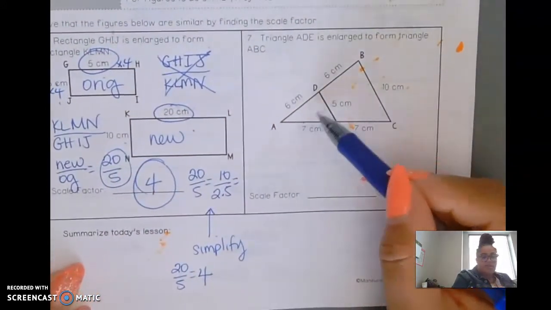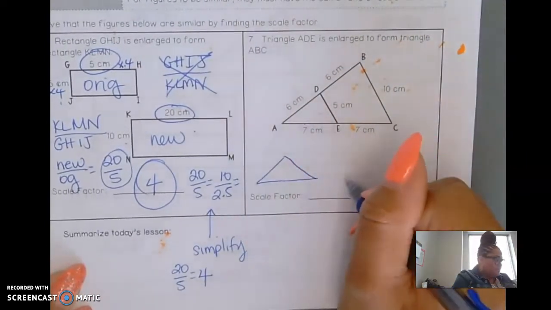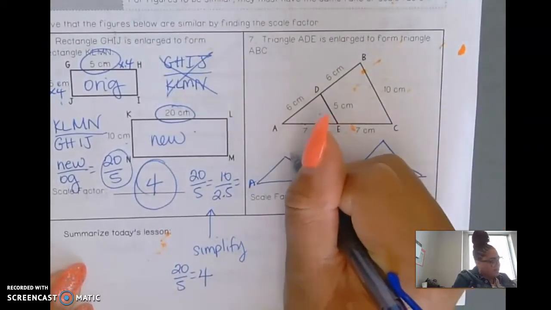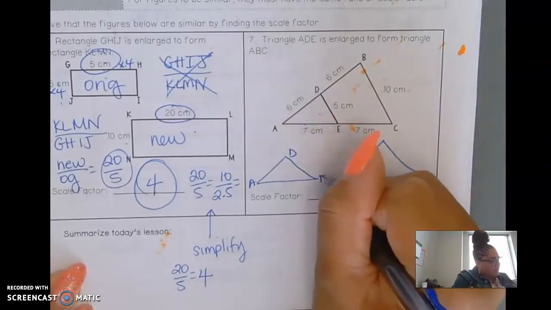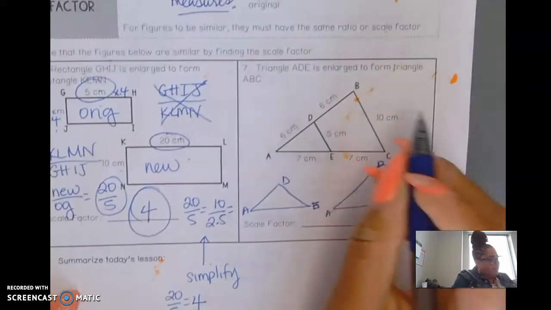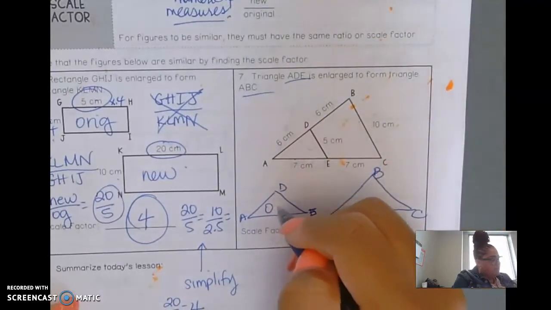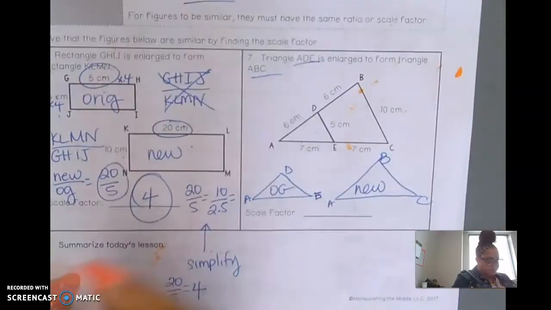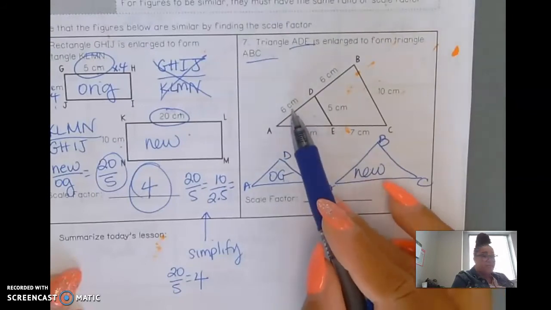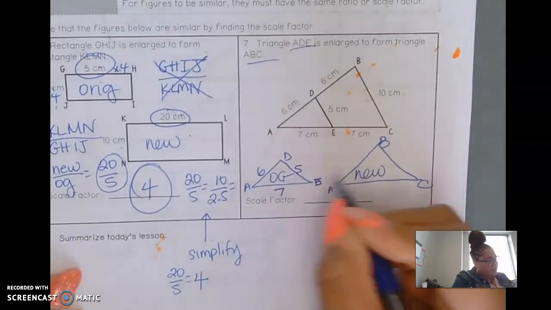Over here, these triangles are embedded in one another, so I need to draw them separately so that it makes visible sense. I've got triangle ADE and triangle ABC. And they are similar. Triangle ADE is enlarged, so this is my original, and this is my new. So my new numbers are going to go over these numbers over here, and then I'm going to label the corresponding sides. So this is 6, this is 5, and this is 7.